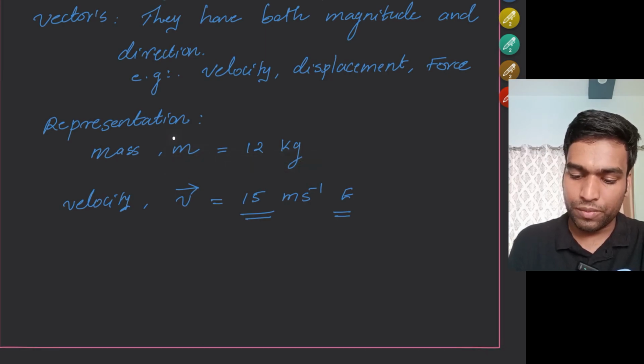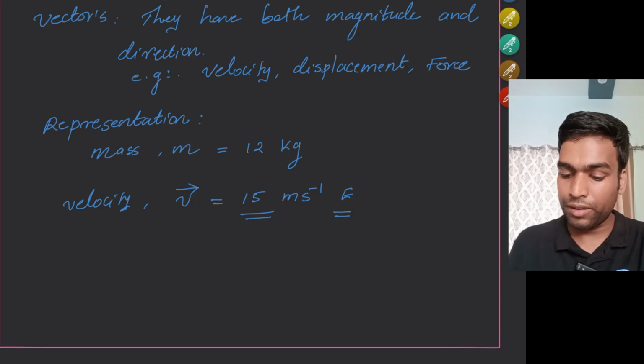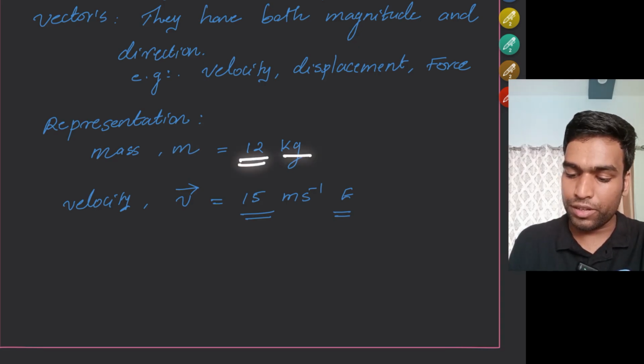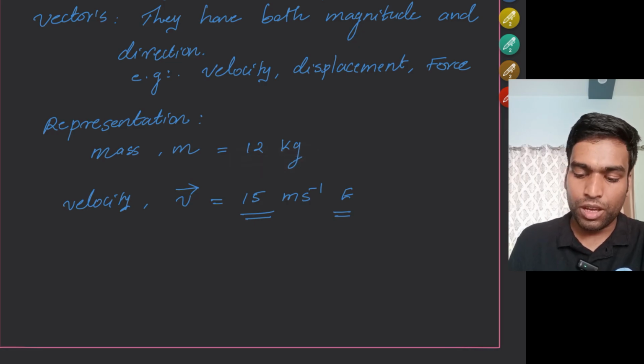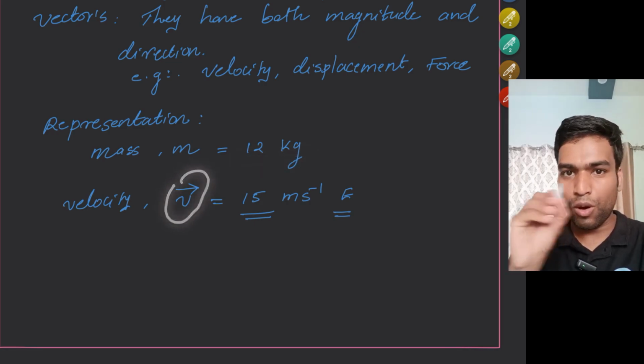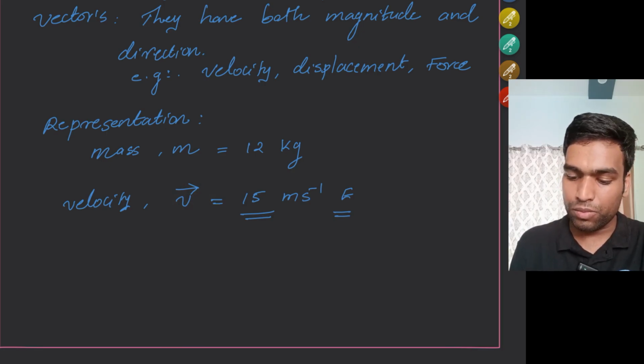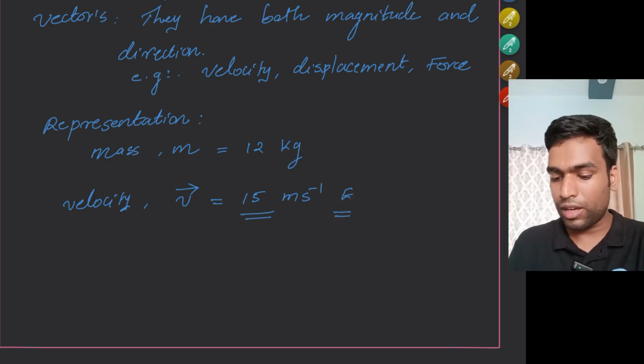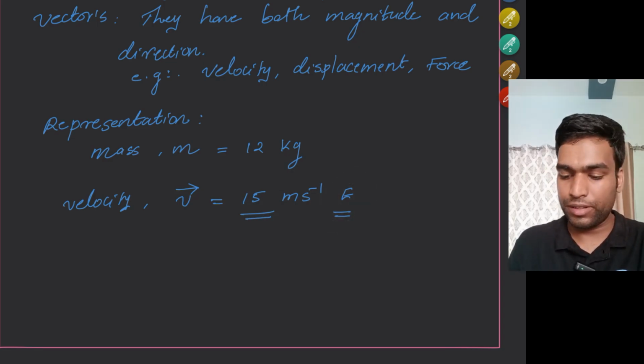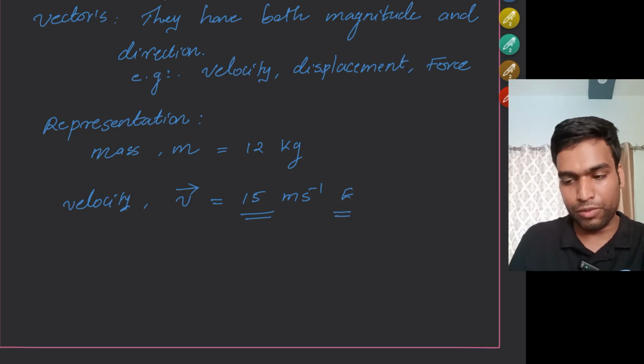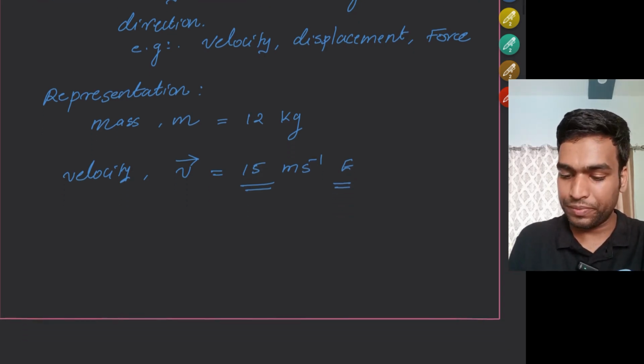Now representation. Mass m equals 12 kilogram. Here you can either use capital M or small m, it doesn't matter, and there will be a real number and a unit, right? And velocity is usually represented with small or capital letters with an overhead arrow, and there will be a magnitude, 50 meter per second, for example, and a direction e. And this e vector is called a unit vector, and we are going to discuss that, right?